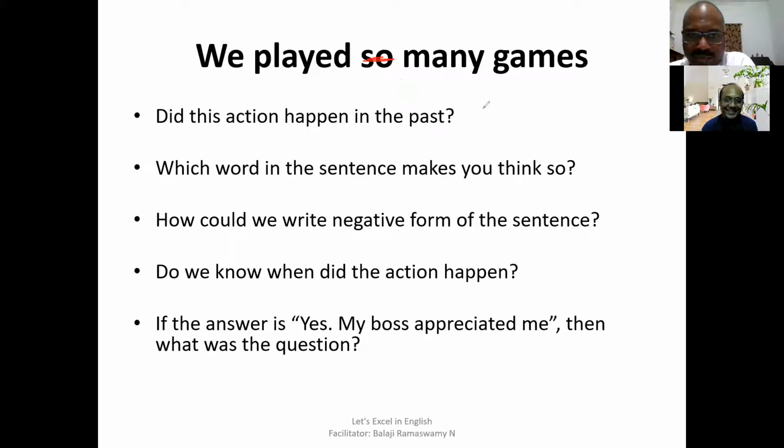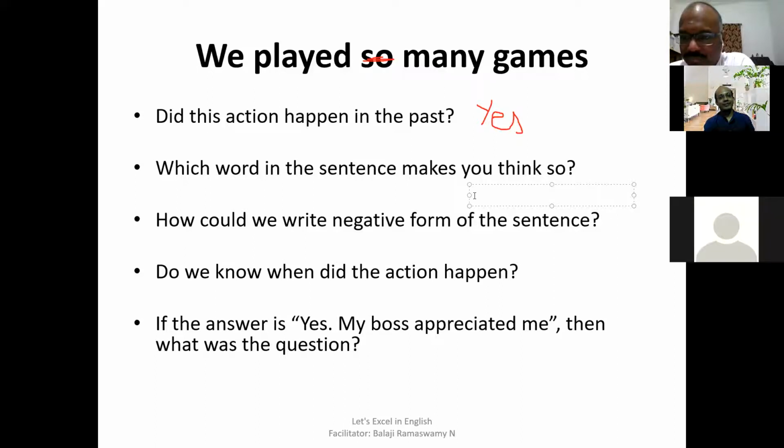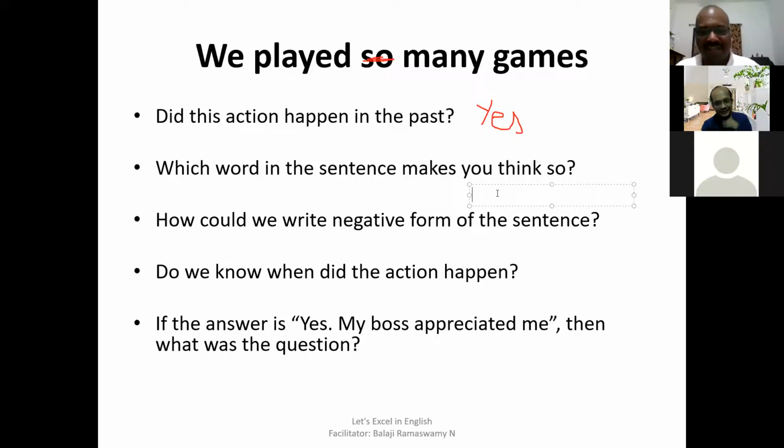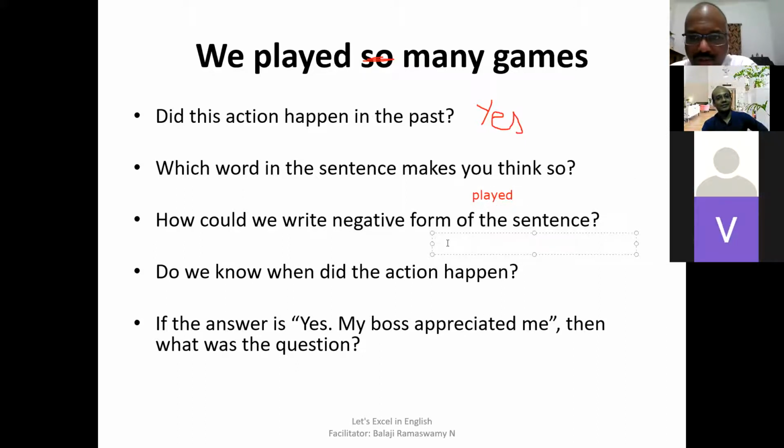Yes, it happened in the past. Okay, fine. Can anyone else tell me which word in the sentence makes you think so? Which word makes you think it happened in the past? Vijay ma'am? Okay. Anyone else? Is it "played"? Yes, played is the word that makes us think it happened in the past. Okay, good.